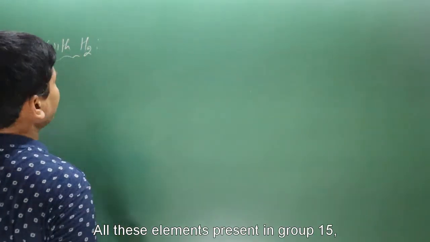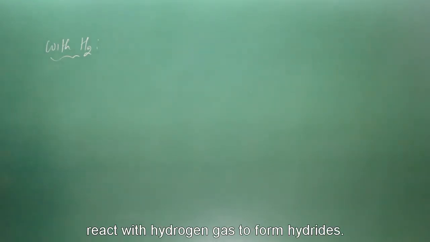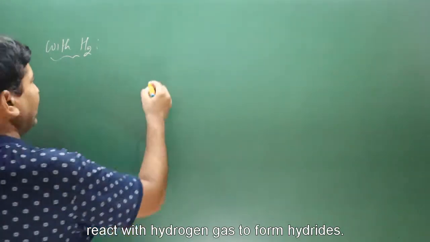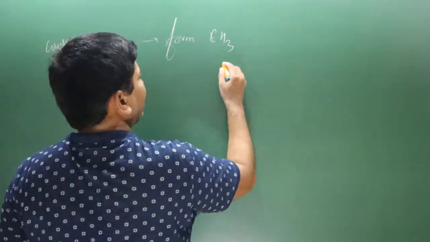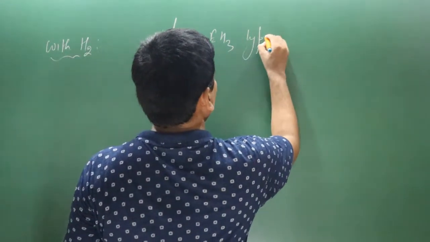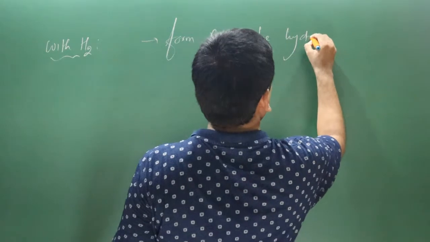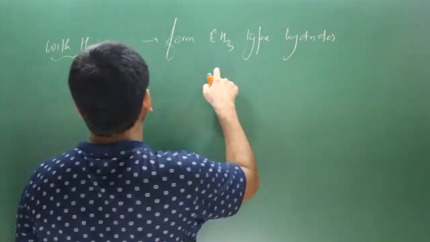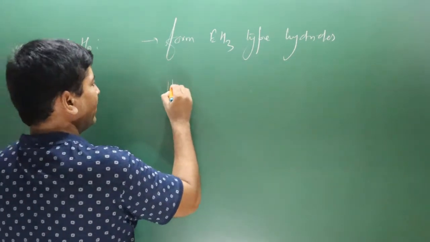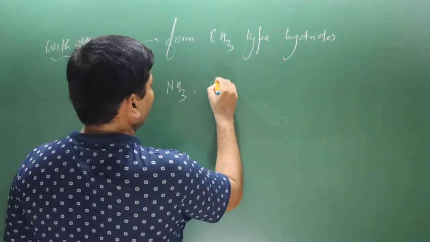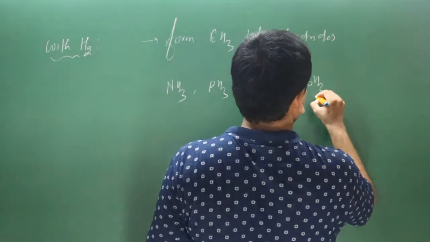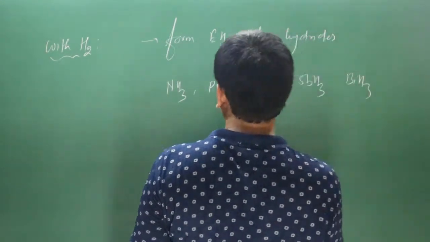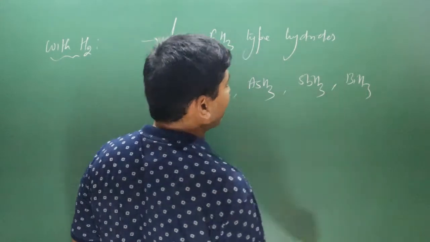All these elements present in group 15 react with hydrogen gas to form hydrides. They form EH3 type hydrides, where E means nitrogen family elements: nitrogen, phosphorus. For example, we have ammonia, NH3, phosphorus, arsenic, antimony, and then bismuth. All these elements present in this group are forming hydrides.